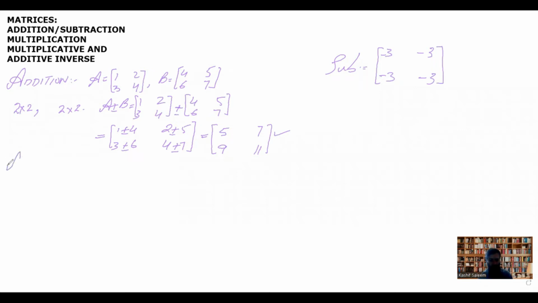So let's get started. Multiplication. What is multiplication? If you want to multiply matrices, let's suppose matrix A is 1, 2, 3, and 4, and matrix B is 3 and 6.